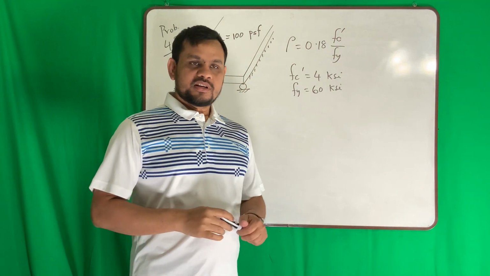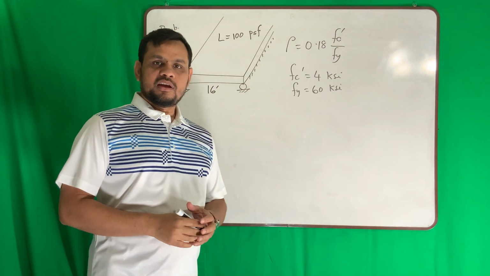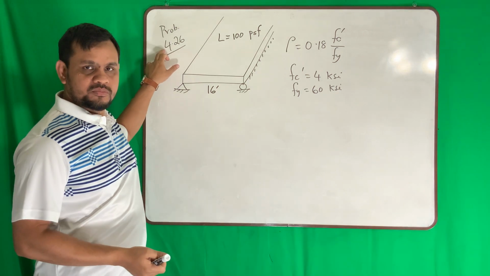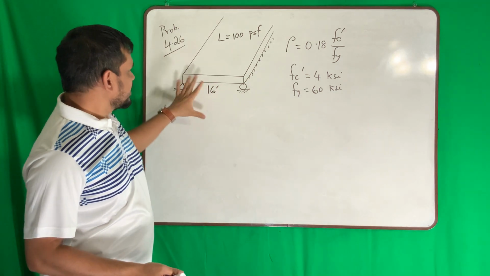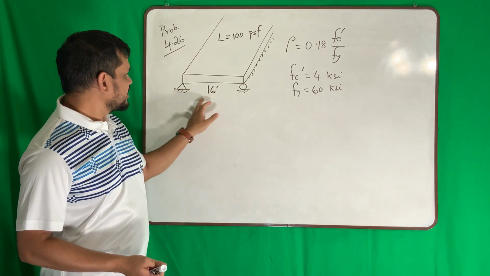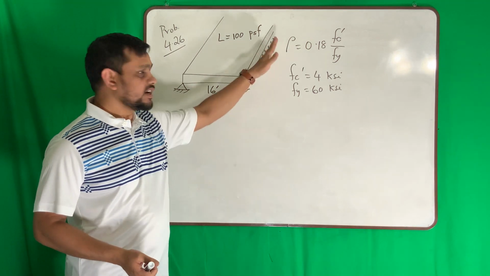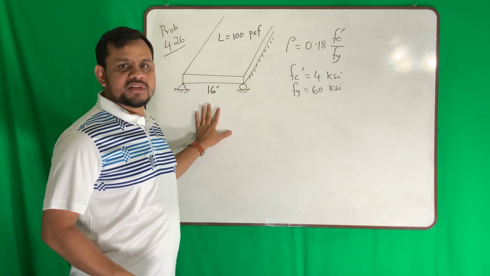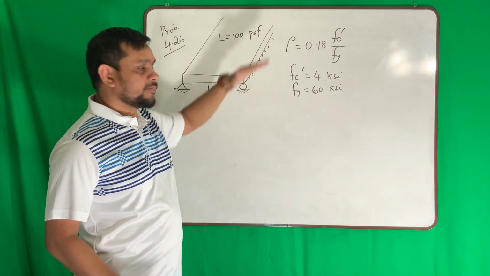In this video lecture, I will design a one-way slab. I take this problem from your book, problem 4-26. Here there is a slab. This side is 16 feet. This side we do not know, maybe many. So it is a one-way slab because this side is huge, long.